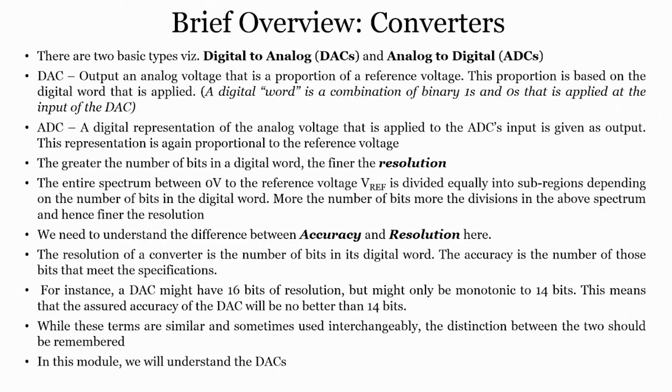So let us see what kind of DAC systems are there. If you see the slide, there are two basic types of converters: one is digital to analog converter and one is analog to digital converter. A digital to analog converter outputs an analog voltage that is proportional to a reference voltage. This proportion is based on a digital word that is applied. A digital word is a combination of binary ones and zeros that is applied at the input of the DAC, your digital to analog converter.